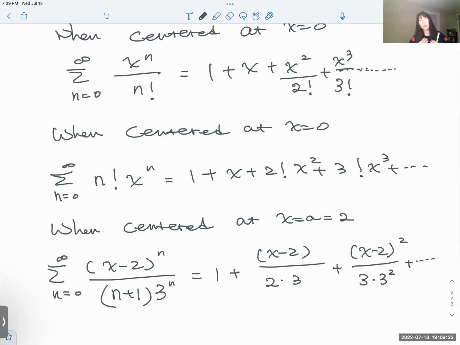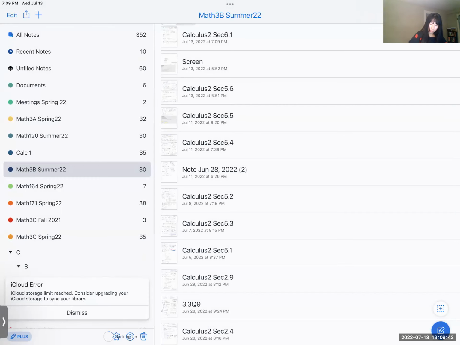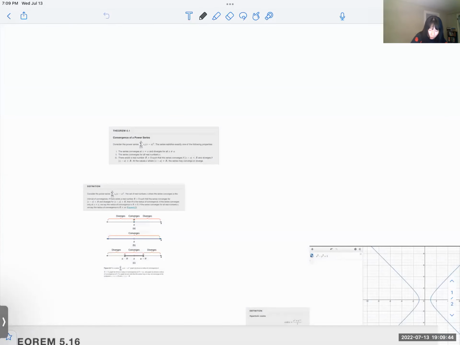Now we want to talk about the convergence of a power series. So let me bring the screenshot here. Which one? This one.